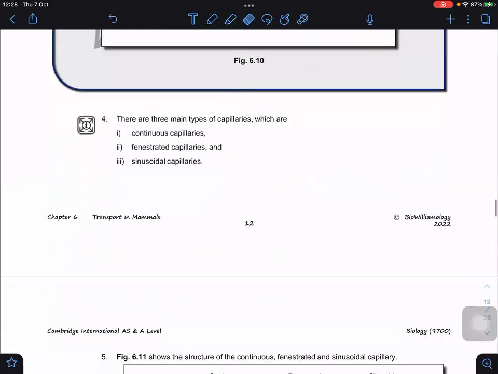In fact, we have three types of capillary. The first type is called continuous capillary. The second type, which we are going to learn in the kidney, appears in the glomerulus. We'll learn about this for ultrafiltration. This is the fenestrated capillary, and the last one is called sinusoidal capillaries.